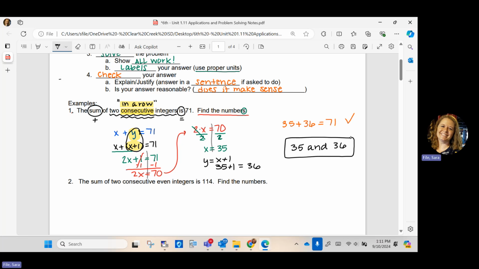The sum, when I add those together, of those consecutive integers came out to 71. Questions so far?